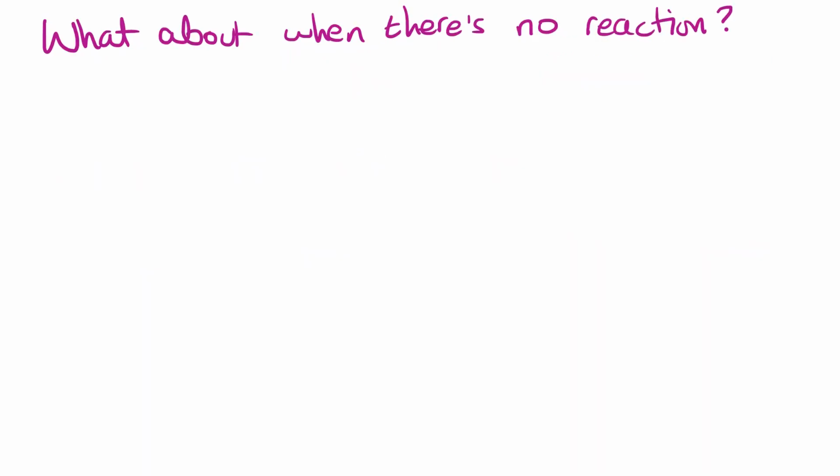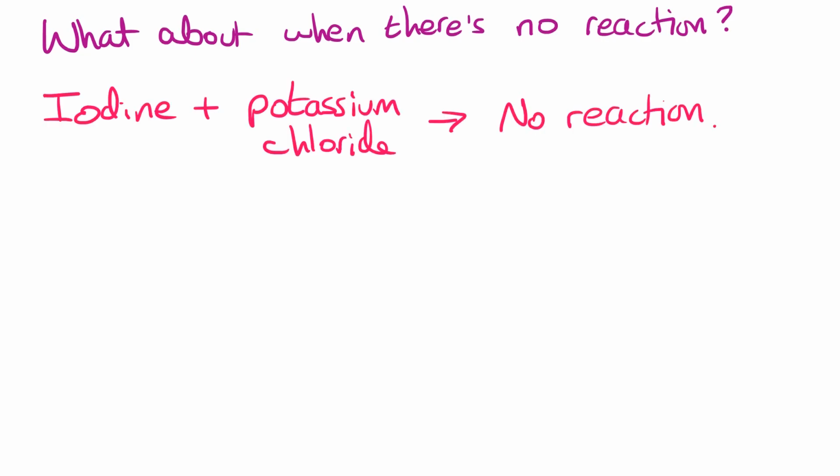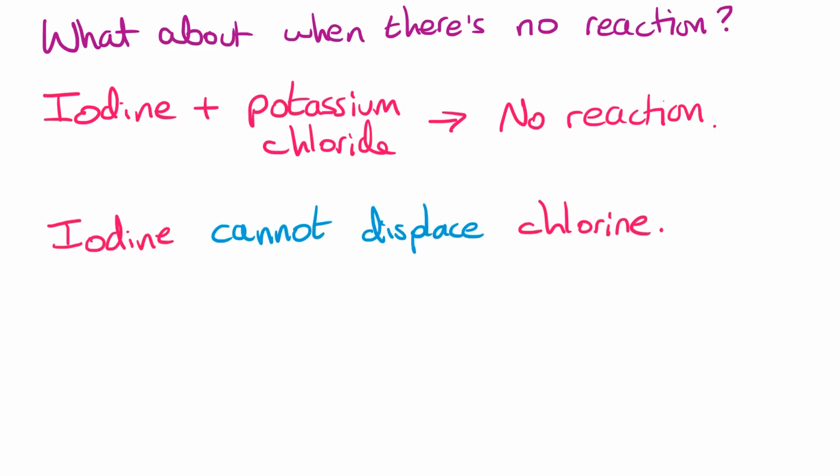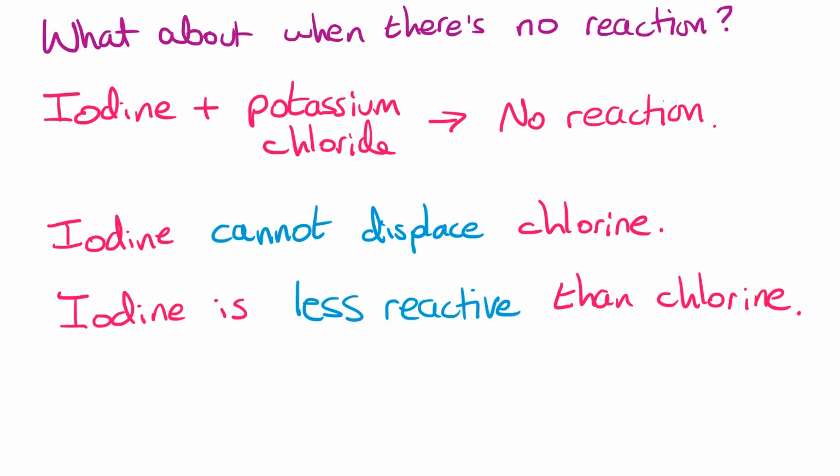So what about when there's no reaction? It's quite easy to think nothing's happened, what was the point of that? But actually we can still get some useful information from the ones where there was no reaction. So if we take the case of iodine and potassium chloride, there was no reaction. So that tells us that iodine cannot displace chlorine. It can't take its place. So that tells us that iodine is less reactive than chlorine.